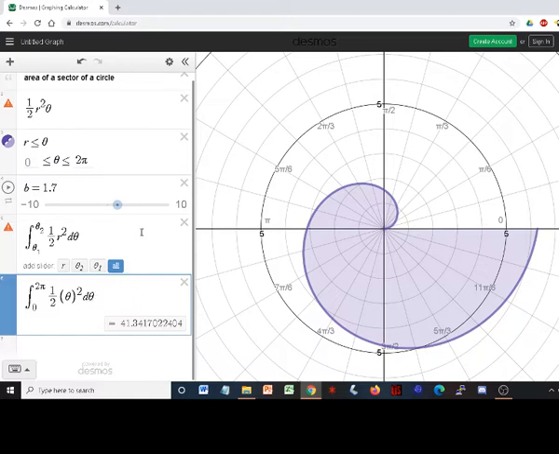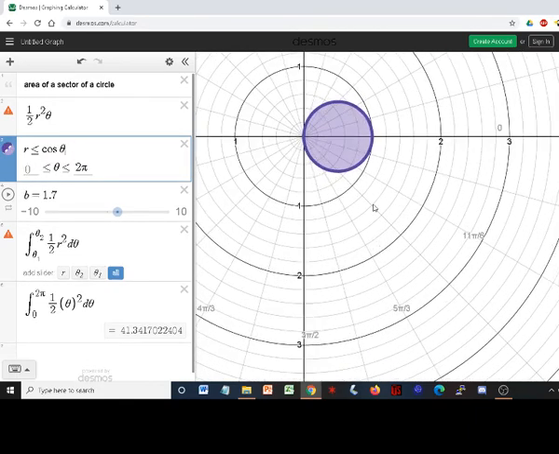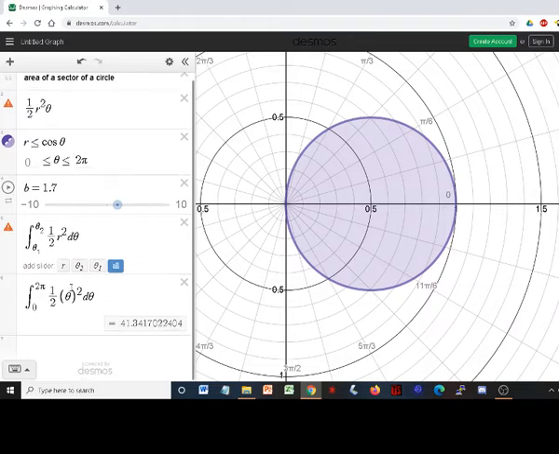If I wanted to do, let's do cosine theta and see this graph. Let's try that one, because we should expect this thing has center at 1/2 and has a radius of 1/2. I think we should expect pi over 4 is the answer. So let's try that.